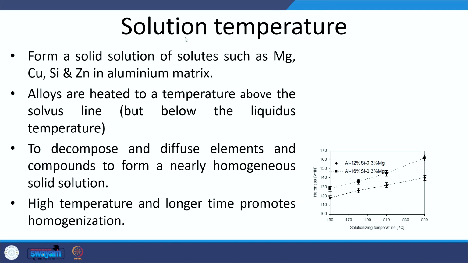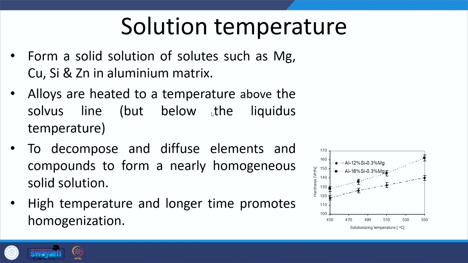Selection of the suitable solutionizing temperature is crucial, so that it can form the solid solution of the solutes such as Mg, Cu, Si, and zinc in the aluminum matrix. For that, alloys are heated to a temperature high enough above the solvus line, so that everything gets dissolved and a homogeneous solid solution is formed.